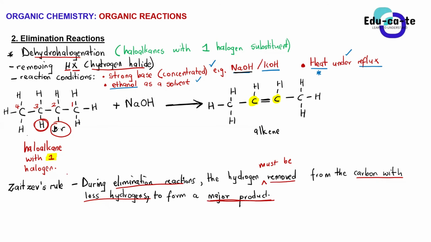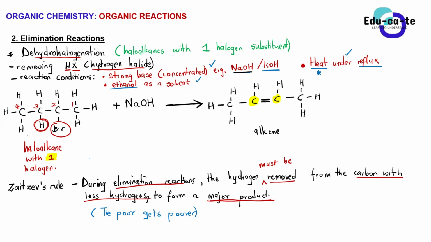Okay, so in other ways, people like to phrase this Zaitsev's rule using general terms. They usually say that the poor gets poorer. That's what you can think of for this rule. You can just memorize your rule by saying the poor gets poorer. So the carbon with the fewer hydrogens is the one that is going to have a hydrogen removed from it. The carbon that has got less hydrogen is the one that is going to lose a hydrogen during this dehydrohalogenation process.